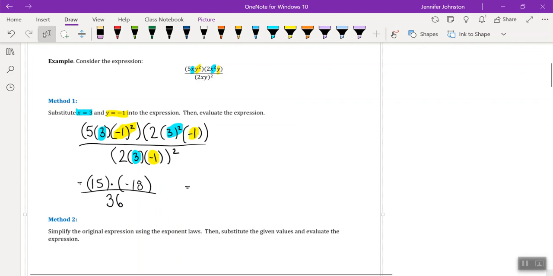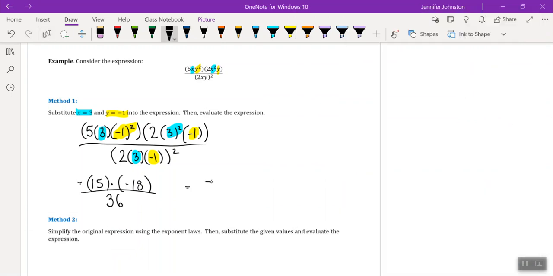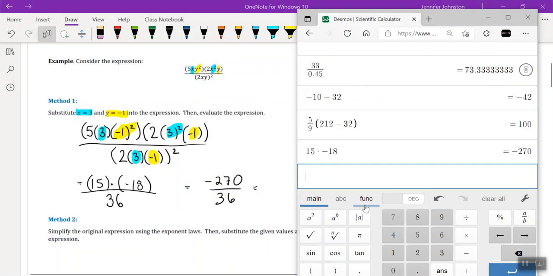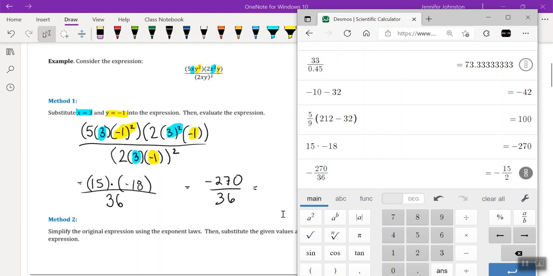All right, let's go put this into our Desmos calculator and calculate what we get for our final answer. So we have 15 times -18. Okay, so on top we'll have -270 divided by positive 36. So is our answer going to be positive or negative? Yeah, it's going to be negative, because one's negative and one's positive. If the 270 is negative and the 36 is positive, so we'll get negative 7.5, or you can convert that to a negative 15 over 2.